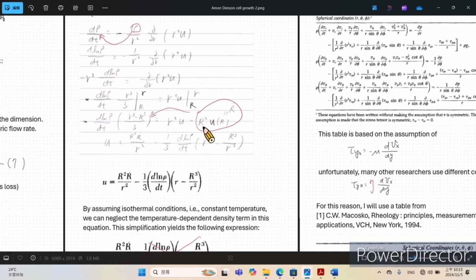For equation 6, is it a function of time? For equation 6, I think the answer is yes. The surface velocity is a function of location r and time t.